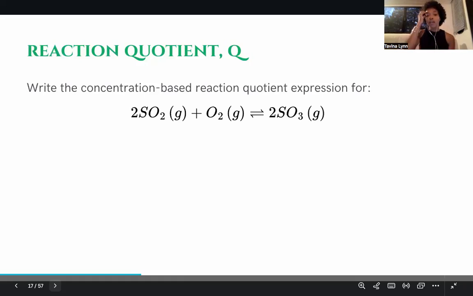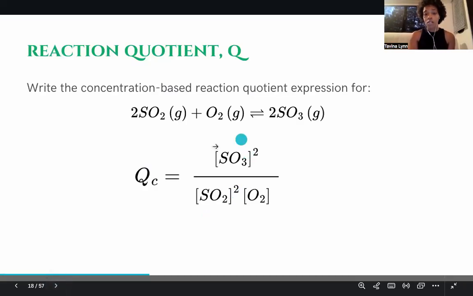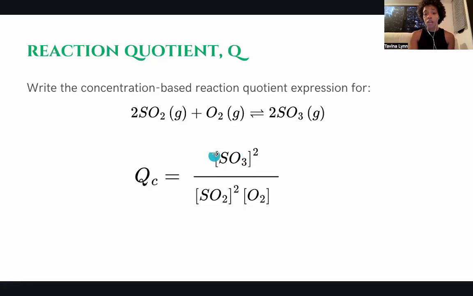So notice that our reactants and product are all in the gaseous phase. So all of them will be included in our reaction quotient. And this is what our expression is. So we have product SO3, right? Its concentration raised to a power of 2 because that is our coefficient, over the concentration of SO2 raised to its coefficient 2, and the concentration of O2 raised to a power of 1, its coefficient. So this is the concentration-based reaction quotient.